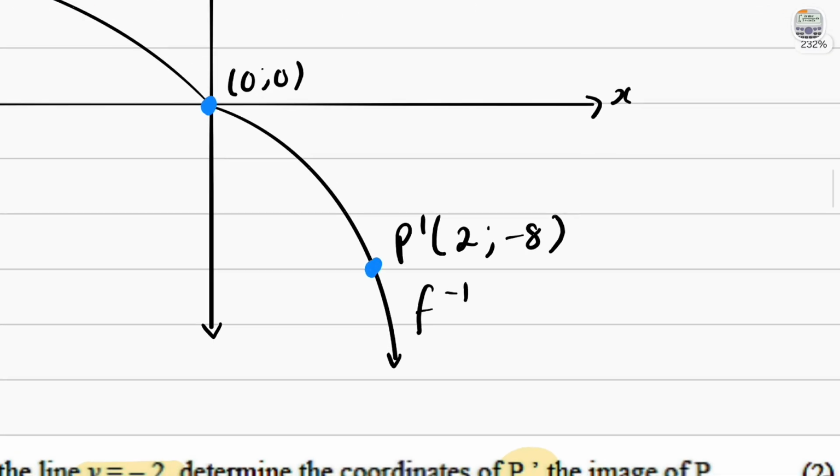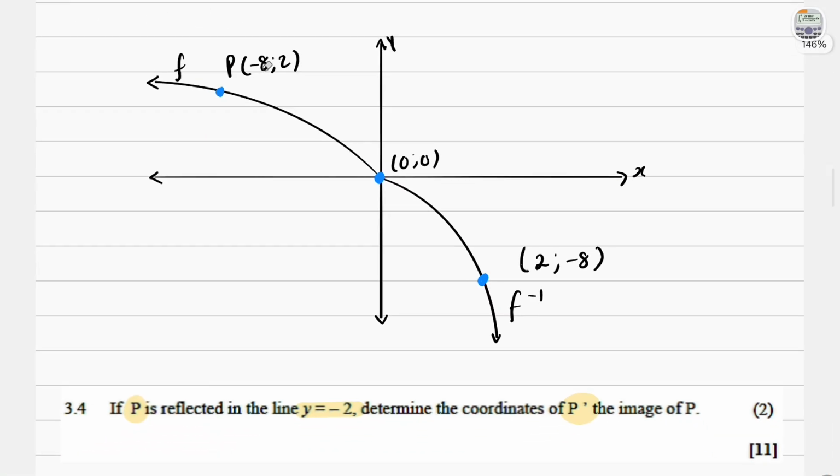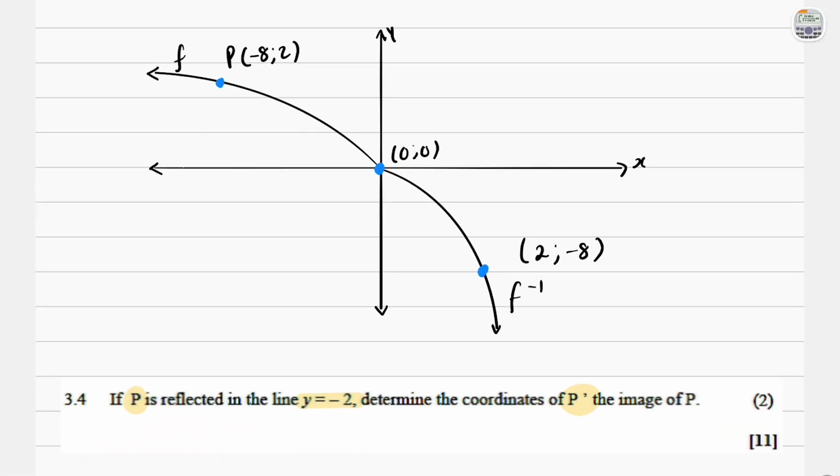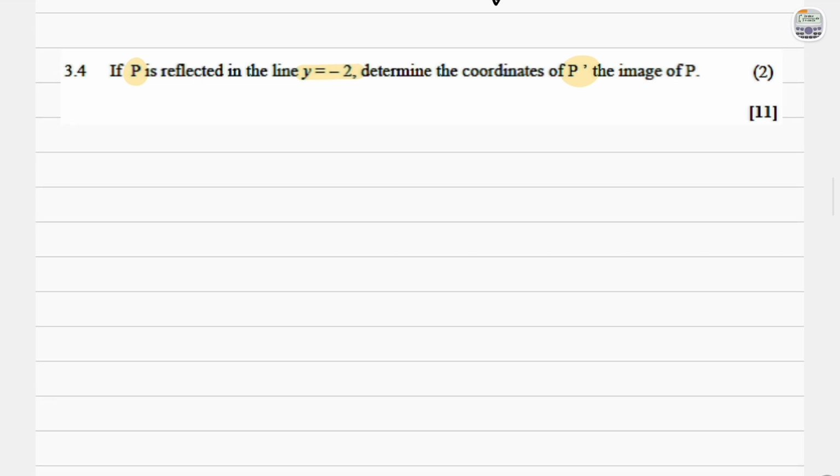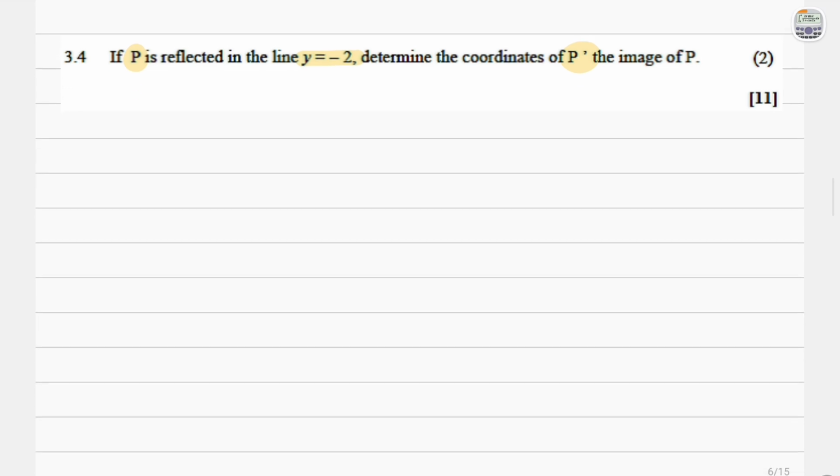Okay, I'm just going to change that. Let's call it something else. Or let's just not call it anything. Let's just put it as P. And this is the other point on that graph. So P prime. You don't need the graph for this. It may seem like you need the graph because these are points that are on f, but you actually don't need the graph for this.